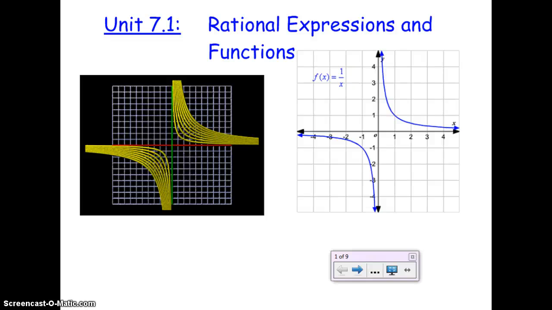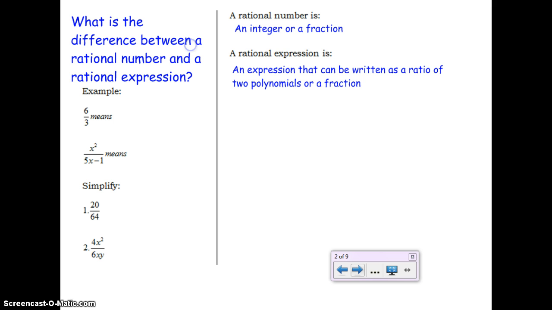Hello, Algebra 2. We are starting Unit 7, all about rational expressions. We have been talking about rational numbers. Remember, the word rational just means a fraction. So everything that we are dealing with today is going to be a fraction, and we'll be able to use factoring to help us simplify. All right? Let's take a look at what I am talking about.